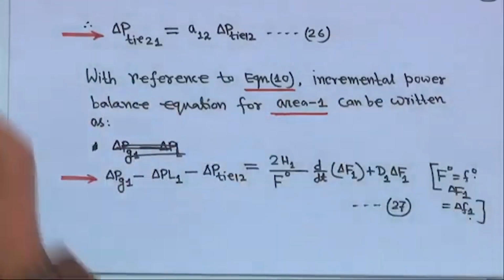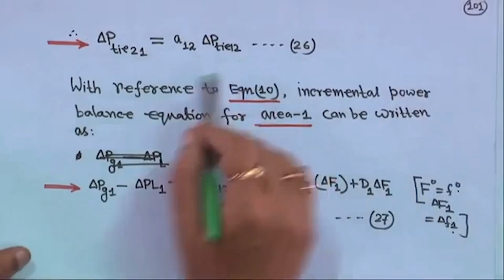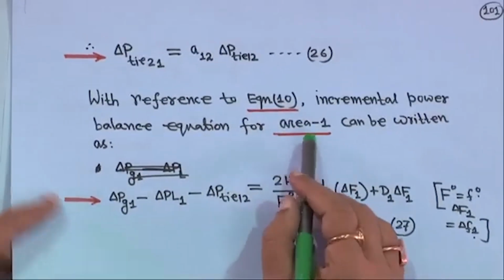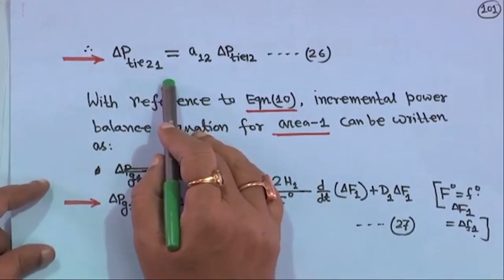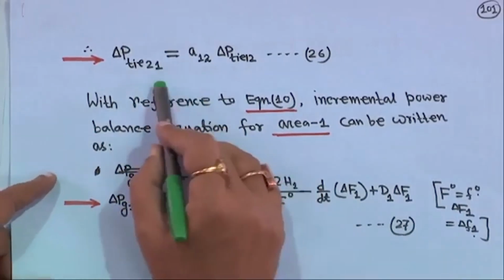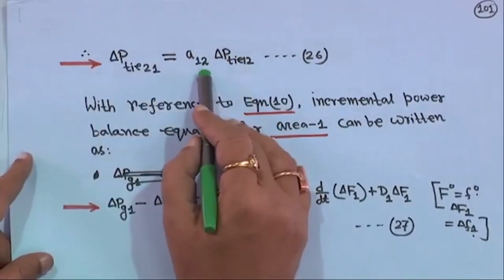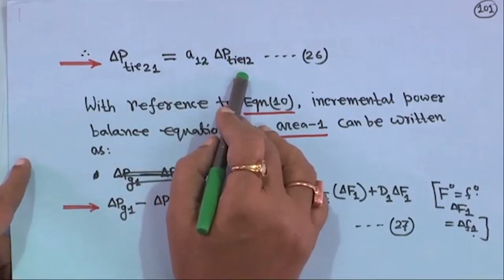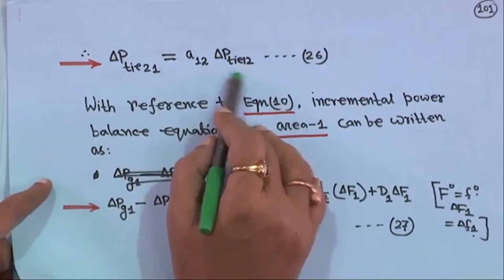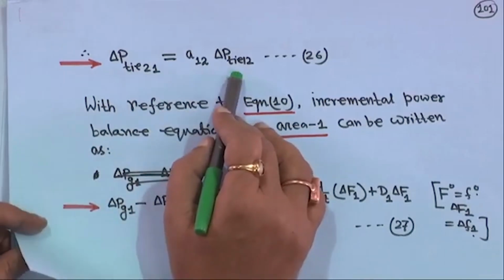So, that is why delta Pti21 is equal to a12 into delta Pti12. In general, if you take it in real units, I mean in megawatt, forget about per unit values. If it is in megawatt, then a12 is minus 1 actually, because delta Pti21 will be minus of delta Pti12, because loss is neglected. So, at any point of the line, this power will remain the same, because loss we have neglected.